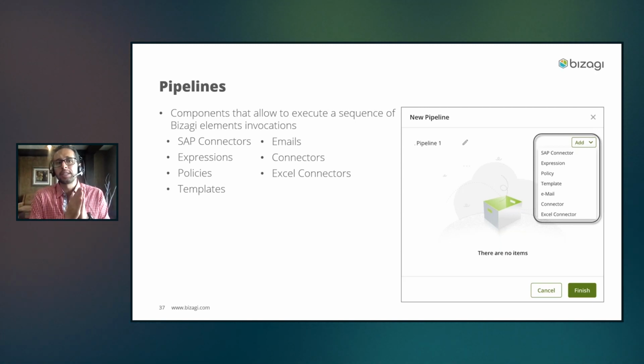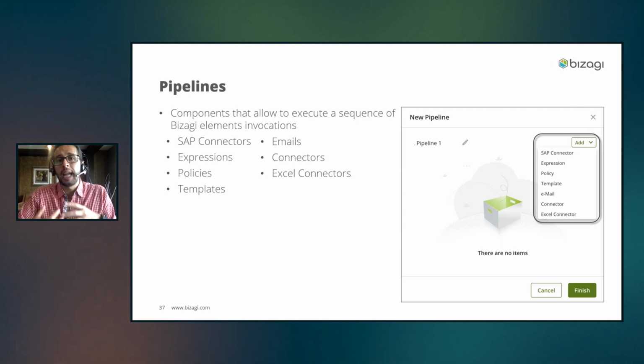If you have to do that 3 times around the process, previously you would have to do that configuration in 3 different points. Now what you will be able to do with pipelines is create a pipeline, include those 3 steps, and then reuse the pipeline in different parts of your process.